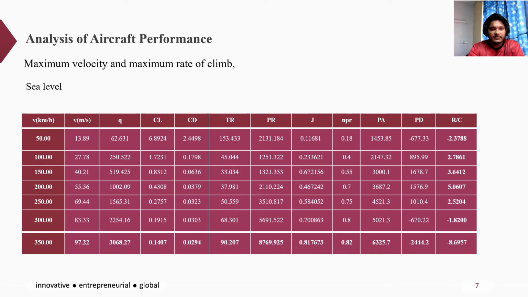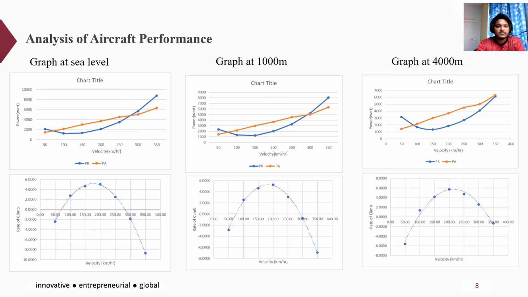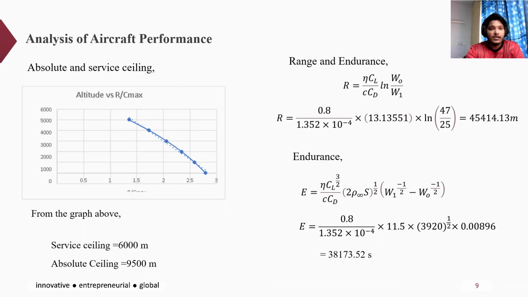Here is the maximum velocity and maximum rate of climb at sea level. We input the different velocities 50 km per hour, 100, 150, 200, 250, 300, 350, and we get all the values for CL, CD, thrust required, power available, power difference, and rate of climb for each velocity at sea level. And here are the graphs for sea level, 1000 meters, and 4000 meters. The blue line indicates power required, and the orange line indicates power available. The four bottom graphs are rate of climb against velocity for different heights. For absolute and service ceiling, we get from the graph that the service ceiling is 6000 meters and the absolute ceiling is 9500 meters.